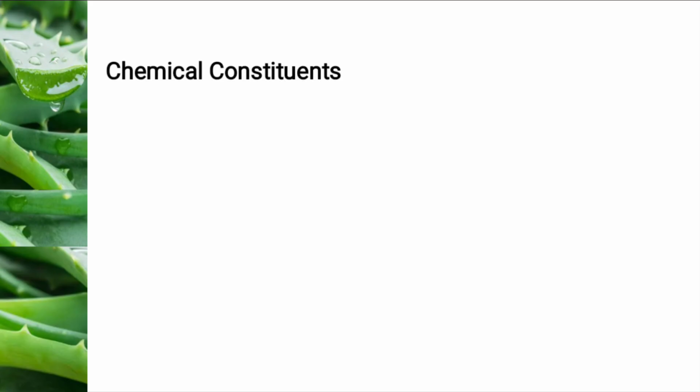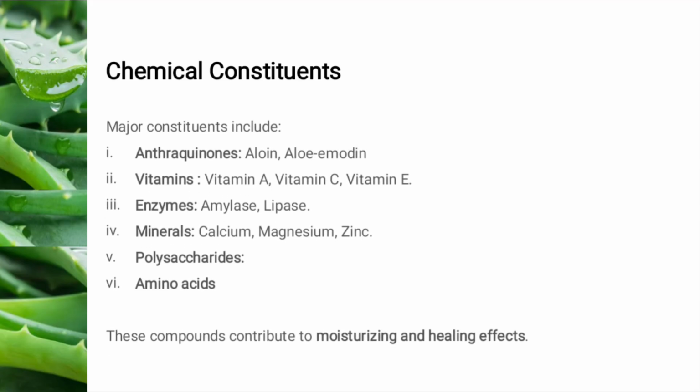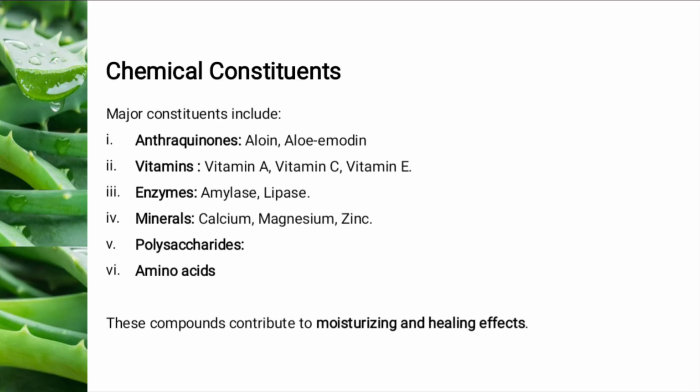Moving to the next slide. So the next slide discusses the chemical constituents of aloe. The cosmetic benefits of aloe are due to important chemical constituents present in it. Aloe consists of several bioactive compounds, majorly first, anthraquinones, that is aloe-emodin and aloin. Then it consists of vitamins including vitamin A, vitamin C and vitamin E.